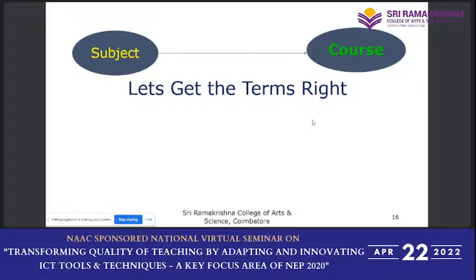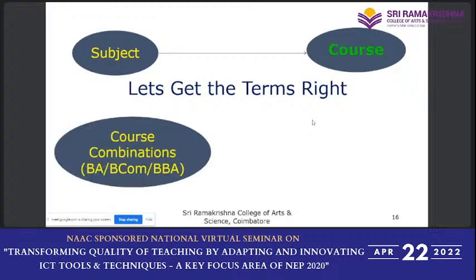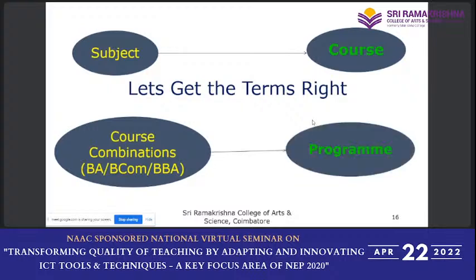Then course combinations, you call them BA, BCom, BBA, or BCA or BSc, BSW, whatever you have, those are called programs. So we need to get these terms right. Very, very important. So BA is a program, BCom is a program, BCA is a program, BBA is a program. Whereas physics, chemistry, maths, zoology, botany are all courses. Remember this. These are terms that you need to be aware of.